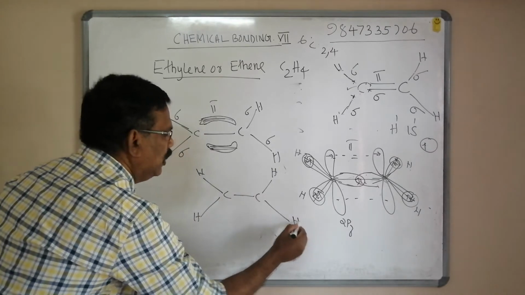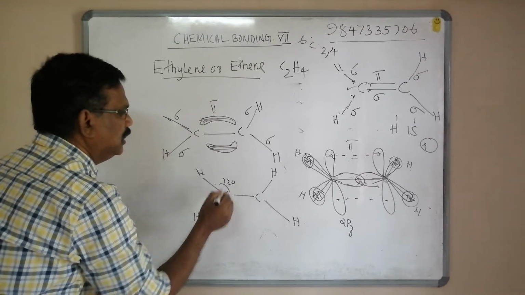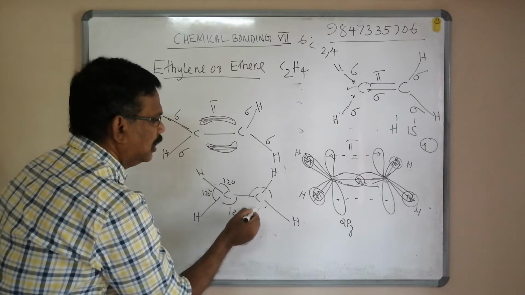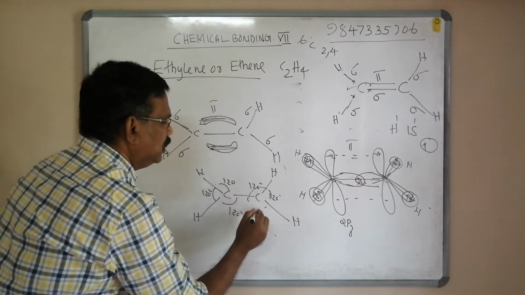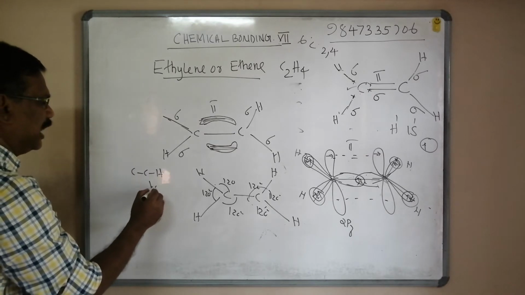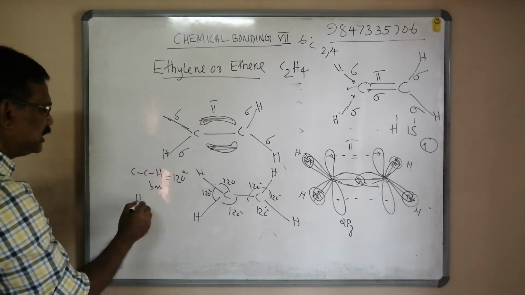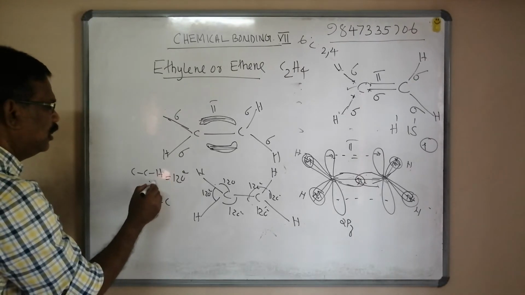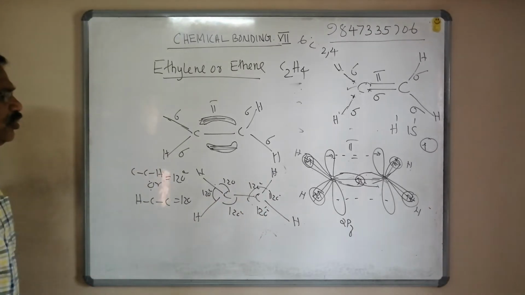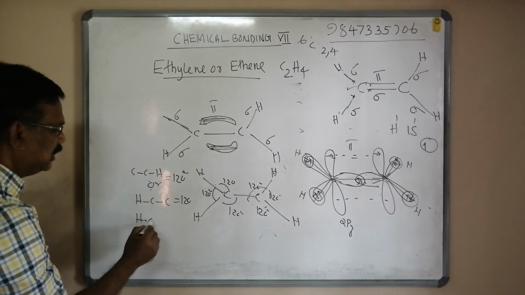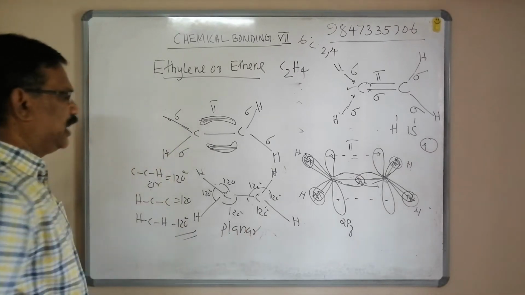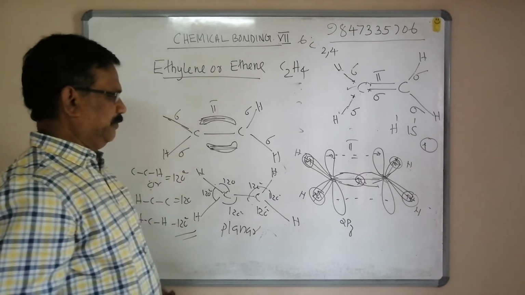So this is the ethene molecule, and this bond angle is 120 degrees, and this bond angle is 120 degrees, and this bond angle is also 120 degrees. So the C-C-H bond angle is equal to 120 degrees, or the H-C-C bond angle is also 120 degrees. The H-C-C or C-C-H bond angle is 120 degrees, and the H-C-H bond angle is also 120 degrees. So the molecule is planar with bond angle 120 degrees, and this is the ethene molecule.